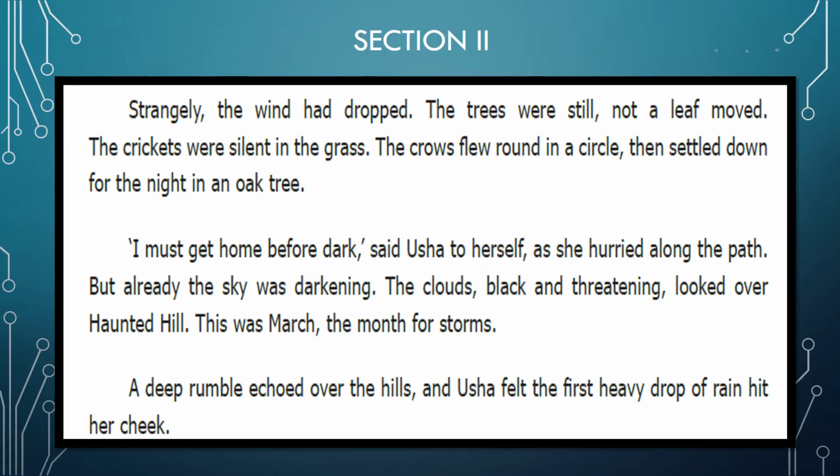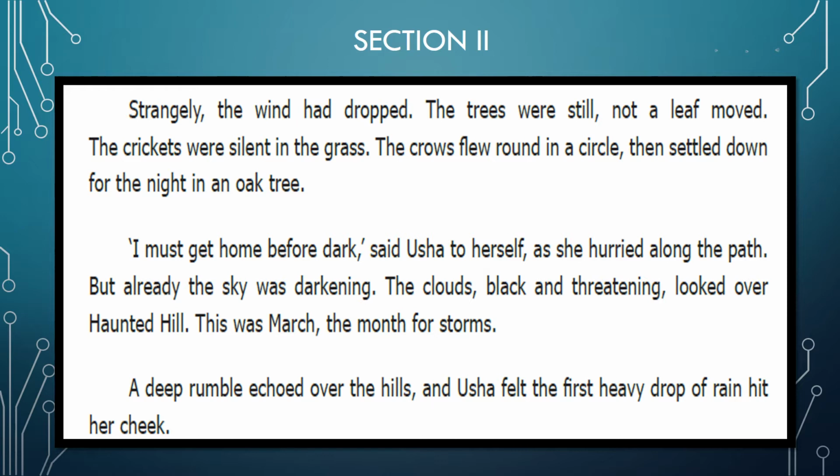Now let us read the second section. Strangely, the wind had dropped. The trees were still, not a leaf moved. The crickets were silent in the grass. The crows flew round in a circle, then settled down for the night in an oak tree. "I must get home before dark," said Usha to herself as she hurried along the path. But already the sky was darkening. The clouds, black and threatening, looked over Haunted Hill. This was March, the month for storms. A deep rumble echoed over the hills, and Usha felt the first heavy drop of rain hit.